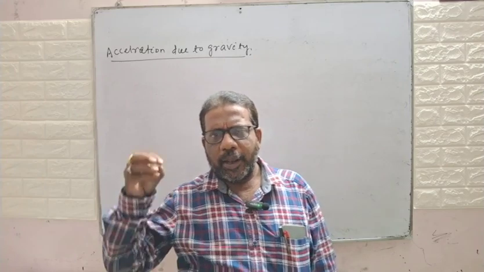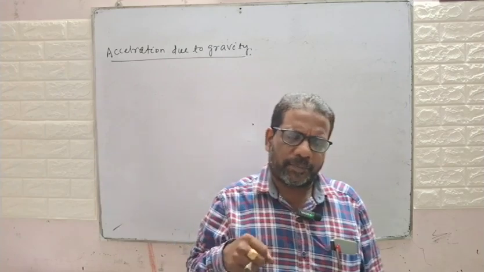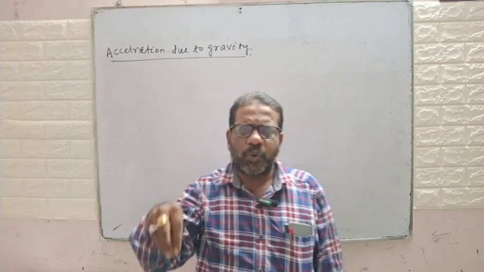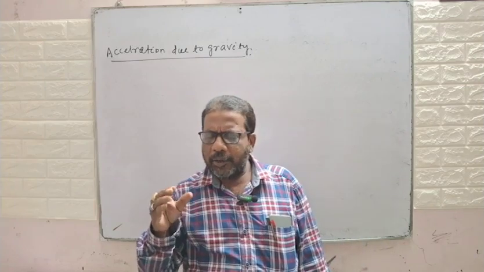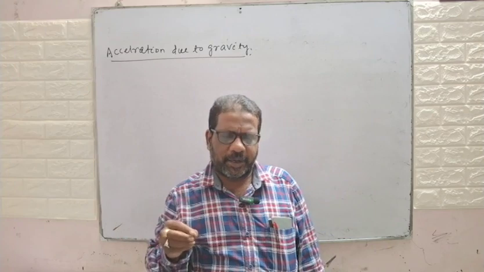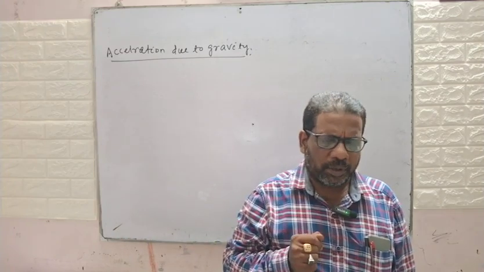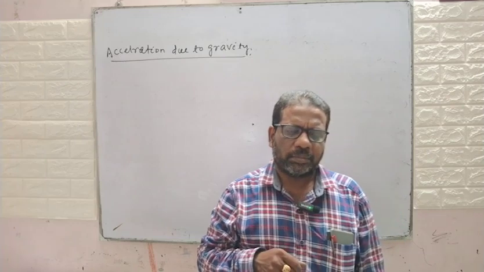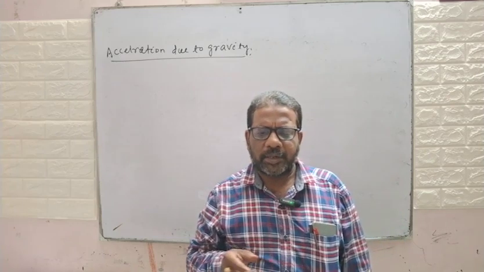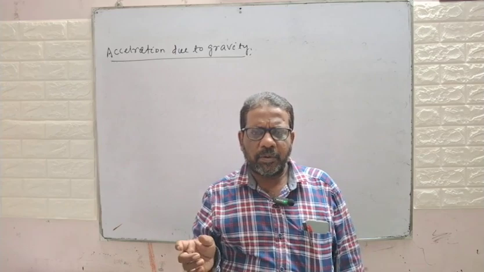When a body is released from a height, it comes towards the Earth with a uniform acceleration, and that is called the acceleration due to gravity.